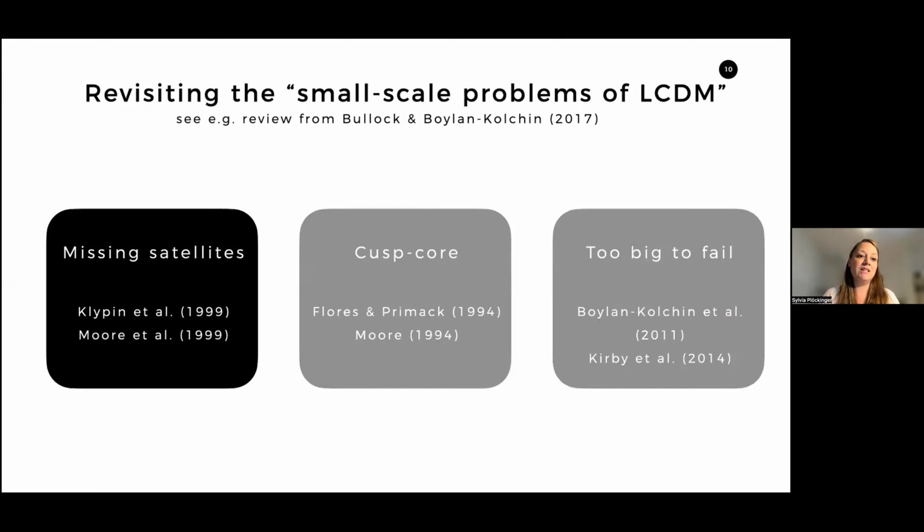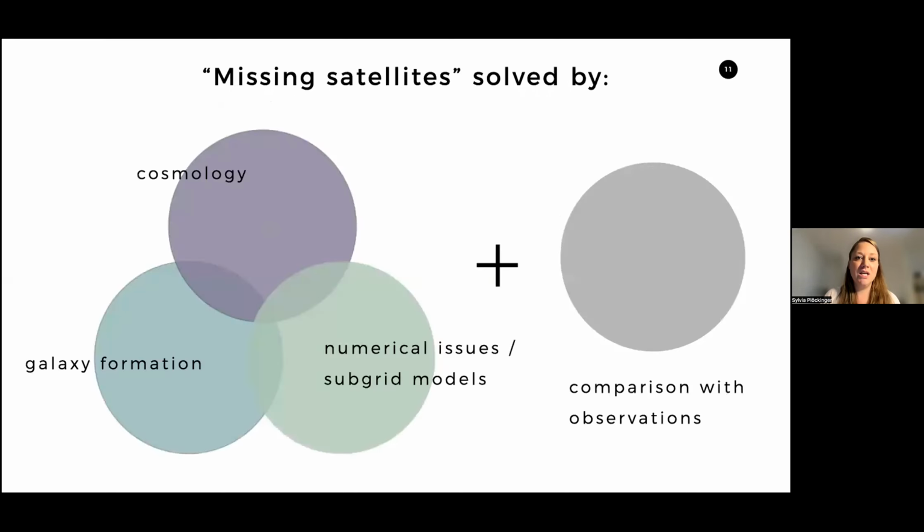This would be that in dark matter only simulations, you have a lot more satellites than what we observe. It is commonly agreed that this has been solved, and it has been solved by different components. First of all, we can't just compare dark matter only simulations to dwarf galaxies, because not every dark matter halo will form a dwarf galaxy. So what was needed was to improve on that to really compare like for like.